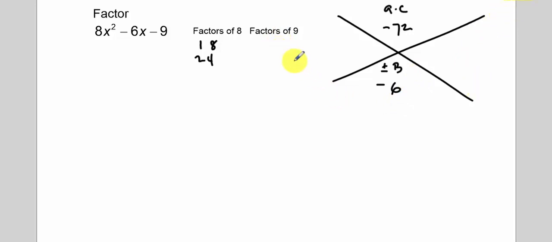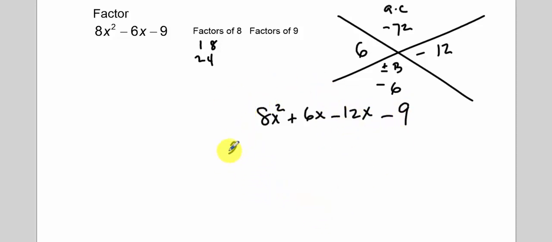So I need two things that multiply to negative 72 and get me a negative 6. So here's where knowing your multiplication tables is big time. 9 and 8 is the first thing that comes to my head for 72, but that doesn't get me a negative 6. So what other things get me 72? Well, 6 and 12 get me 72, and if the 12 was negative, those would add to negative 6. So there I have it. So I'm going to write down 8x squared plus 6x minus 12x minus 9.